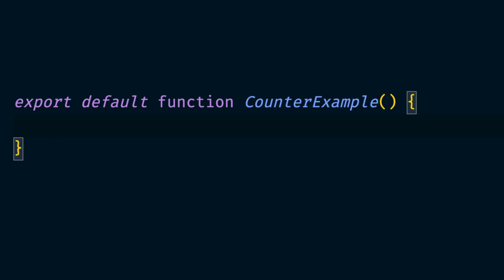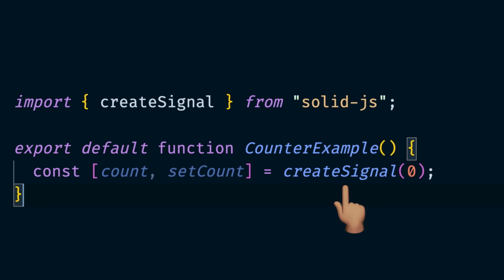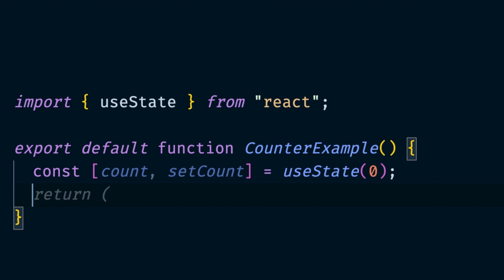Solid uses signals to create reactive state variables. To create a counter component, for example, we use the createSignal primitive with the initial value of our count value. This function returns an array with 2 elements. The first element returns the current value of the state variable, while the second element updates the state variable with a new value. This works just like the useState hook in React.